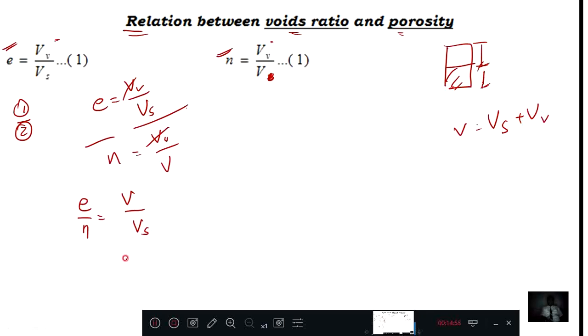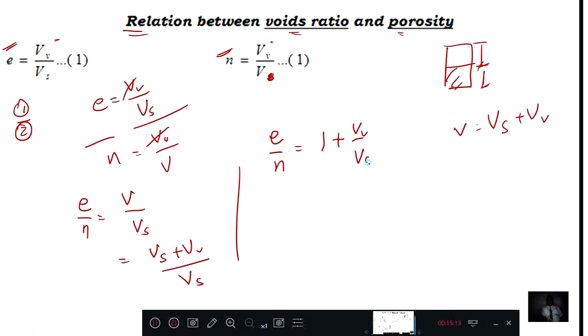That I will write here. That is volume of solids plus volume of voids divided by Vs. Now I will split this into Vs by Vs and Vv by Vs. Therefore, I will get e by n equals 1 plus Vv by Vs. Then what is this Vv by Vs? Vv by Vs is nothing but again e. Therefore, e divided by n equals 1 plus e.